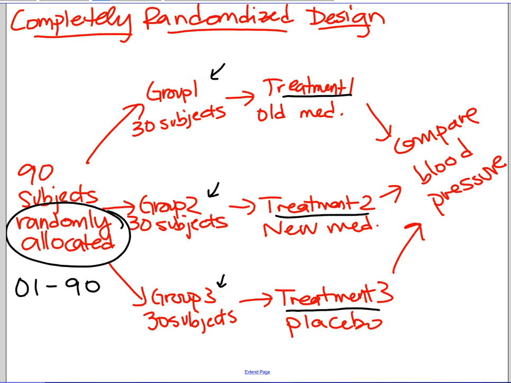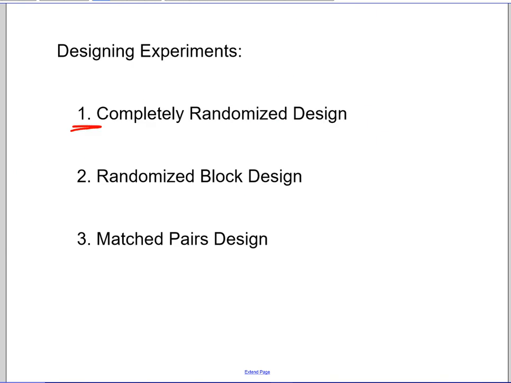Those 30 people would go into group 1. And then I repeat the process, get another 30 subjects, they go into group 2. The remaining subjects go into group 3. So that random allocation is going to be important that you can describe that, all right? Again, that's a completely randomized design. That should be review, all right?